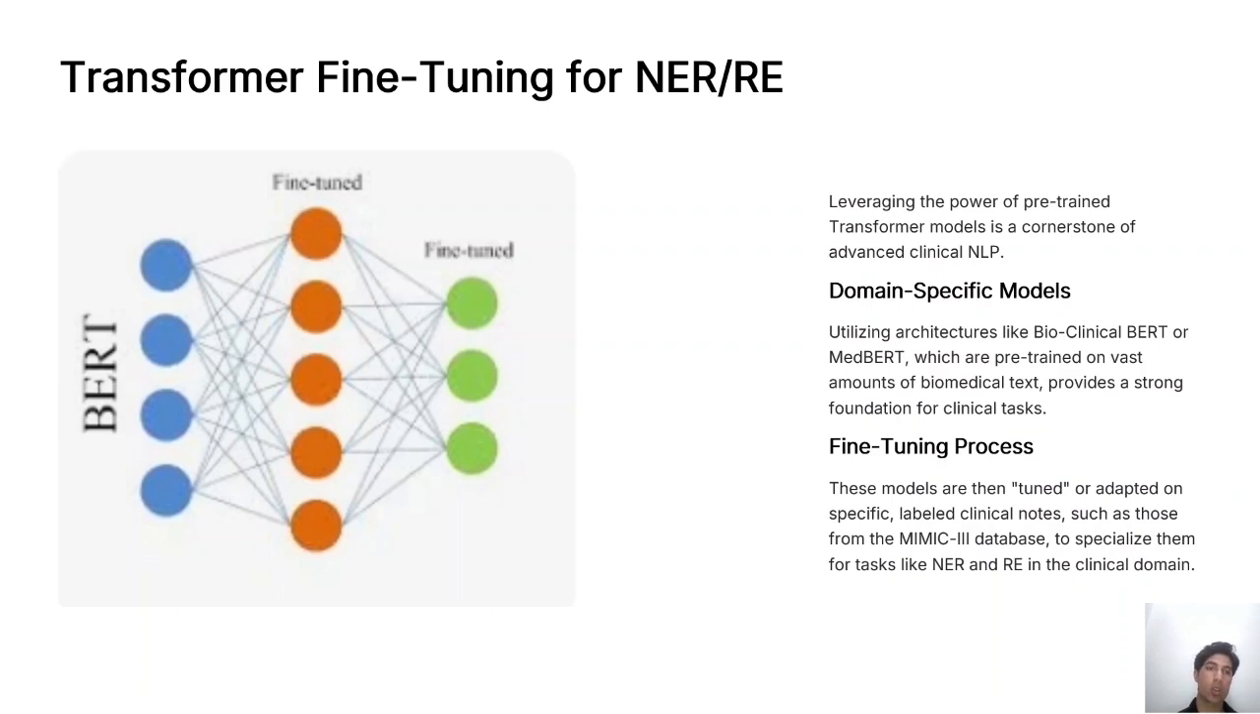So we take those pre-trained models and then we fine-tune them with our own data. We give these models our own data, we fine-tune them, and thus make them precise for our own tasks. So these models are then tuned or adapted on specific labeled clinical notes, for example the MIMIC-III database, to specialize them for tasks like named entity recognition and relation extraction in the clinical domain.